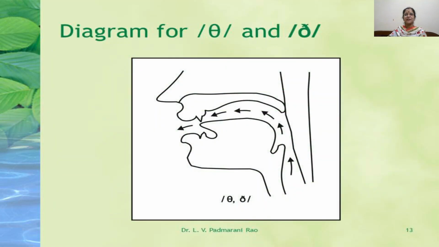The diagrammatic representation of the two sounds can be seen as following. You could see that the tongue is in between both the teeth. The soft palate is raised to shut off the nasal passage of air. And the air that is coming out from the lungs is passing through the narrow gap present between both the teeth and the tongue together, thereby making it a fricative sound. And because both the teeth are involved, the sounds are called dental sounds. The first is a voiceless dental sound, whereas the second is a voiced dental sound.